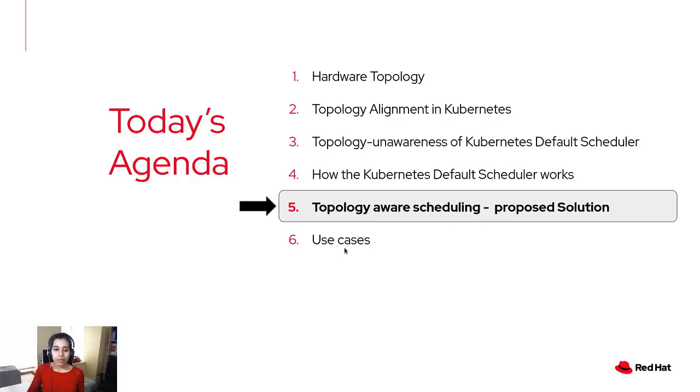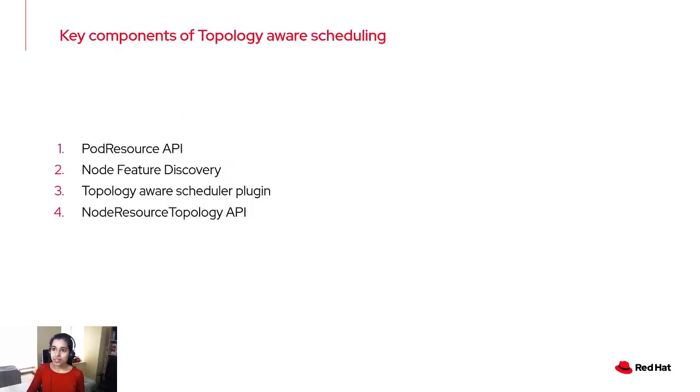So let's talk about the proposed solution. How do we enable topology-aware scheduling capability in Kubernetes? The key components of our proposal are Pod Resource API, Node Feature Discovery, the topology-aware scheduler plugin, and the Node Resource Topology API. Let's deep dive into each of these items and try to understand them better.